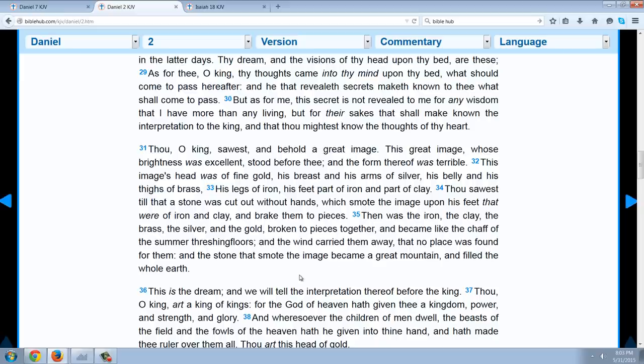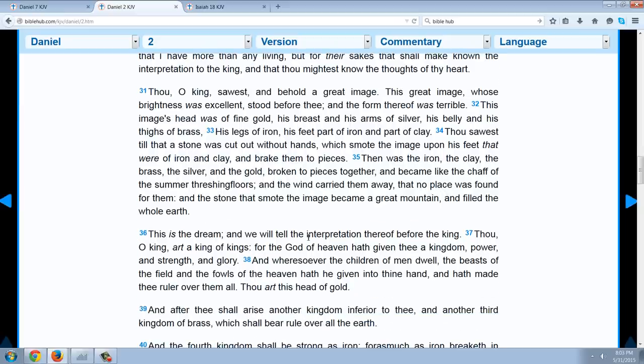"Thou, O king, sawest, and behold, a great image. This great image, whose brightness was excellent, stood before thee, and the form thereof was terrible. This image's head was of fine gold, his breast and his arms were of silver, his belly and his thighs of brass, his legs of iron, his feet part of iron and part of clay. Thou sawest till that a stone was cut out without hands, which smote the image upon his feet that were of iron and clay, and brake them to pieces.